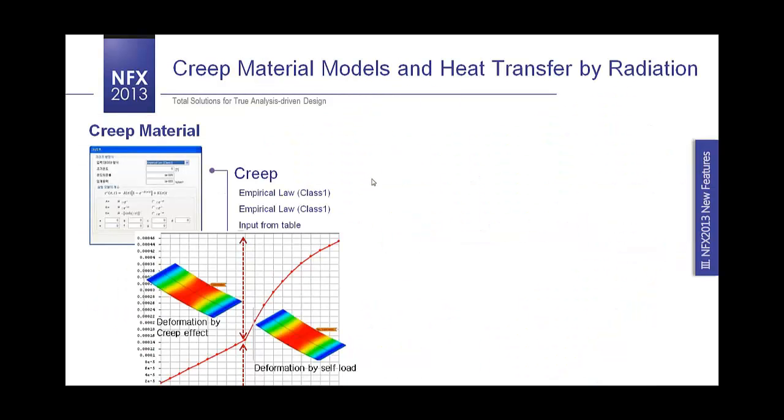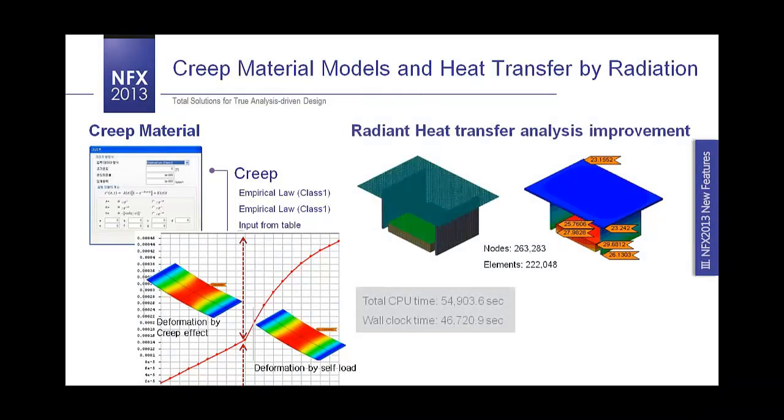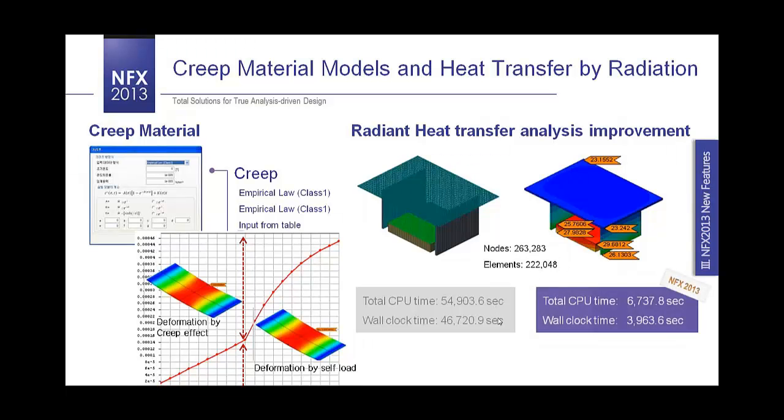Now, two other improvements which are not so major, but which need to be mentioned. One is the addition of the creep material models in NFX with three different types of model, two empiric laws and one an input from a table. And another improvement has been made on the radiant heat transfer analysis. Before, it was taking some time when you were adding the radiation load. But as you can see here, it has been improved a lot in the new version of NFX. The analysis time has been improved by 90%, which is not small.